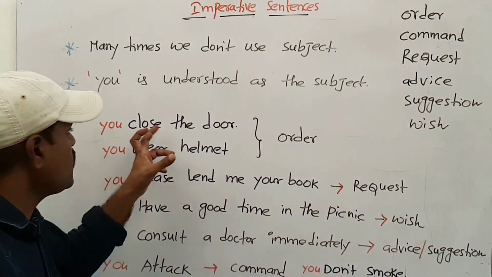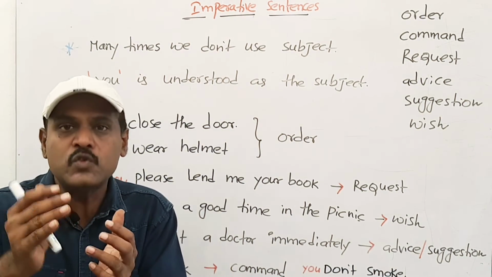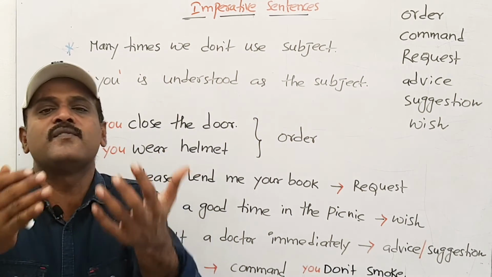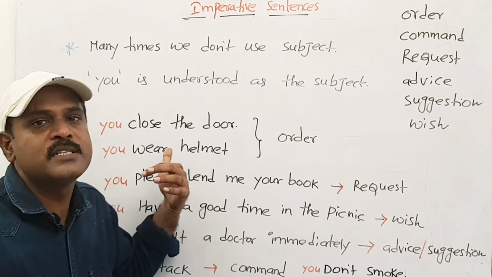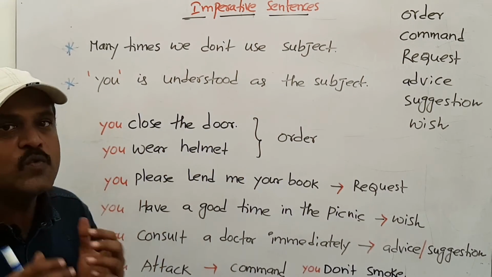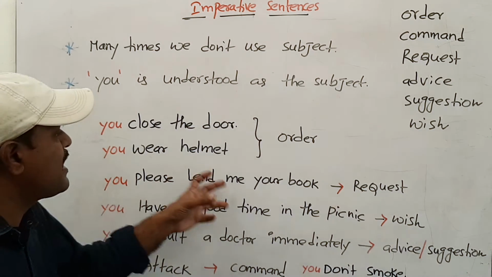Examples. Close the door. That means you close the door. I ask you to close the door. I am referring to the person who is in front of me. That's why the subject, you, is understood. Next one, wear helmet. That means you wear helmet. So these are orders.